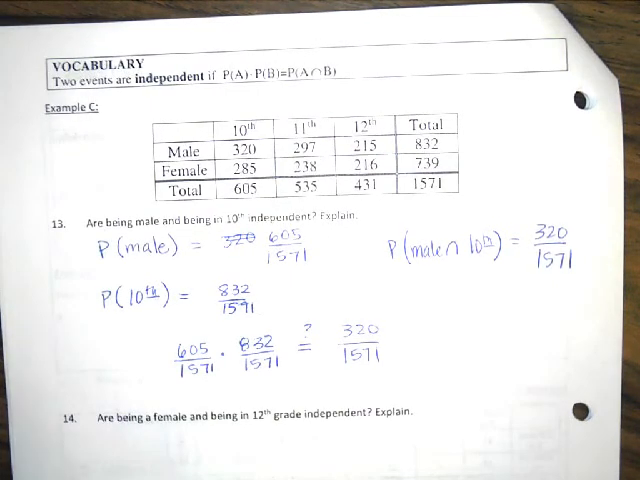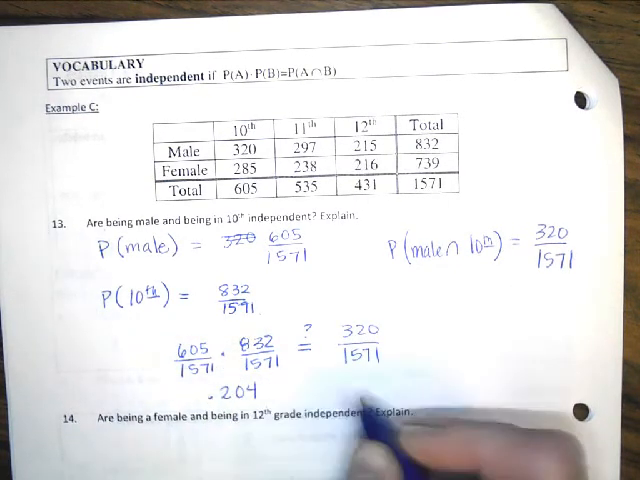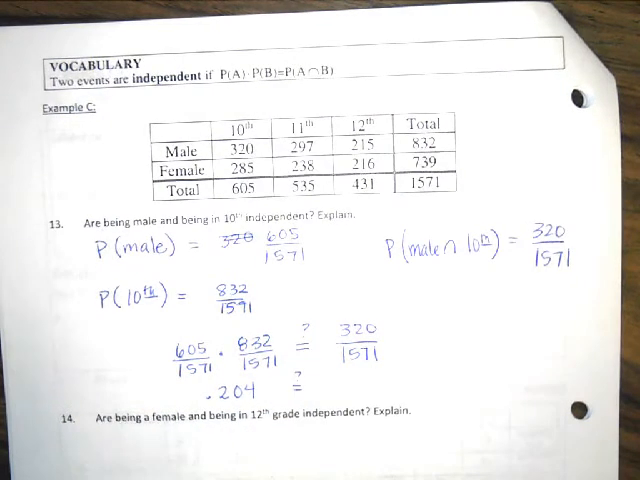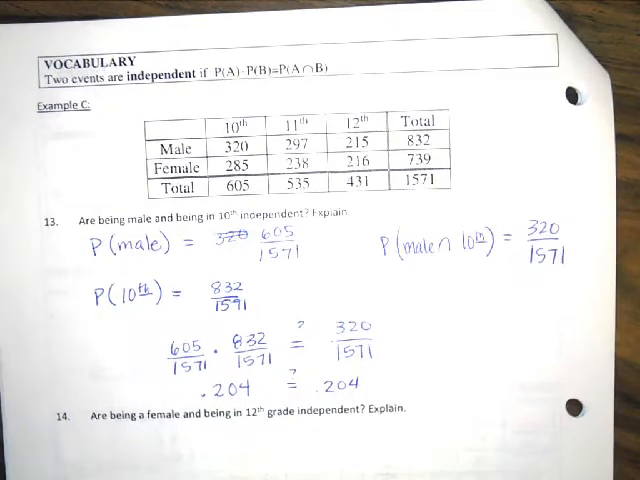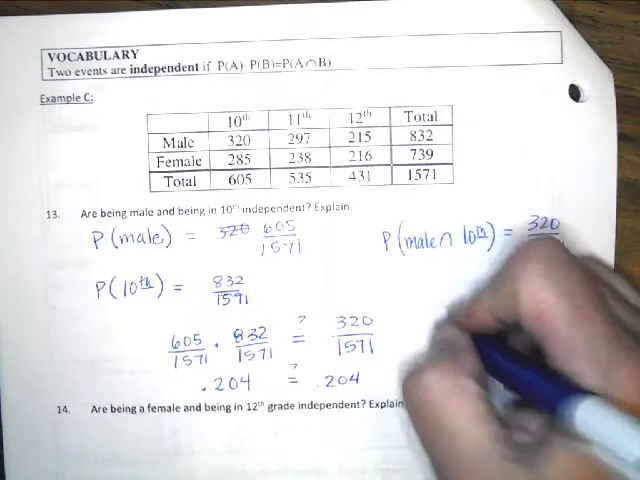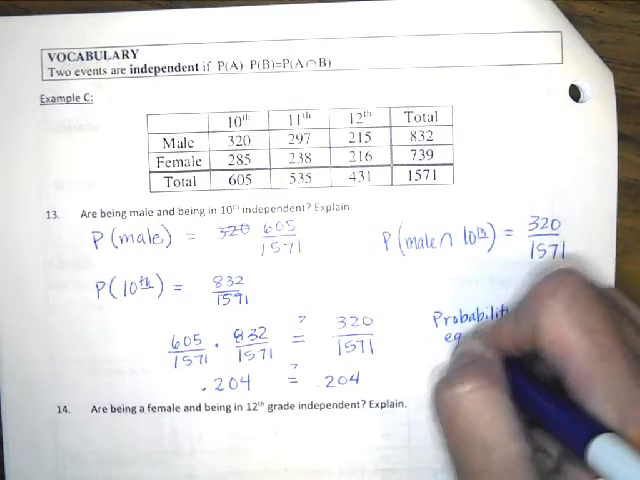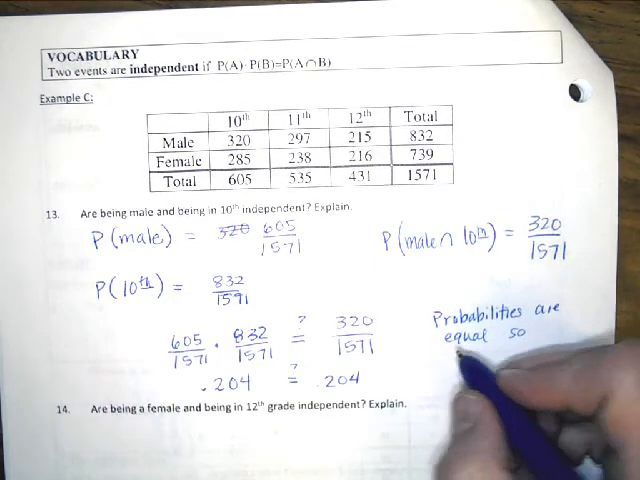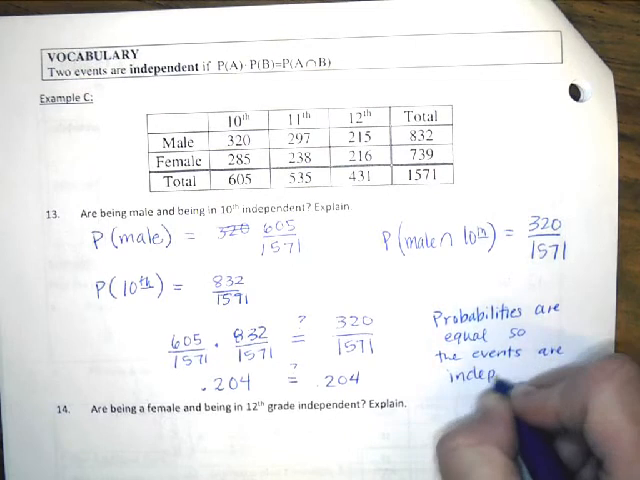So let's put those in our calculator and get decimals and see what we got. So 605 divided by 1571 times 832 divided by 1571. Well, that is 0.204. Does that equal 320 divided by 1571? Yep, it does. Okay, so because those probabilities are equal, the events are independent.